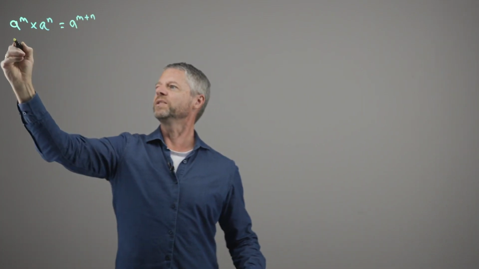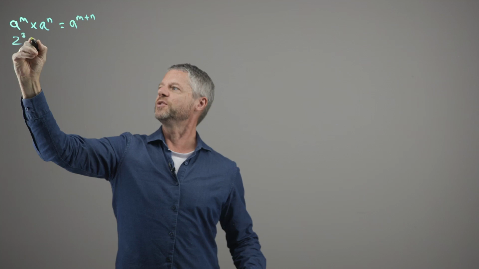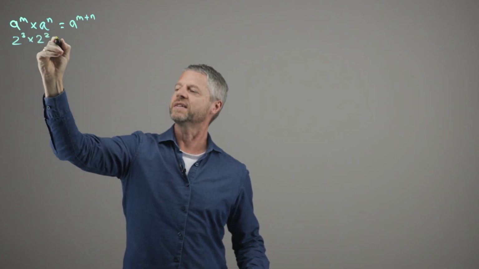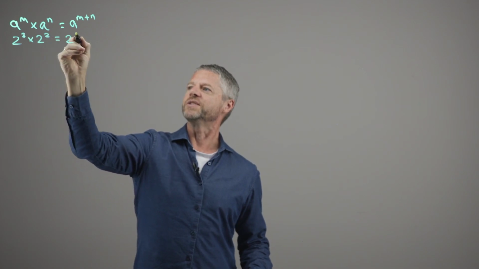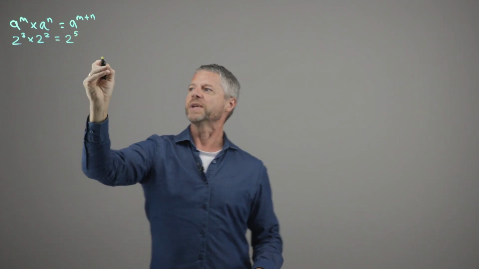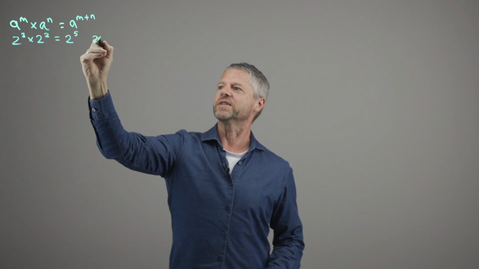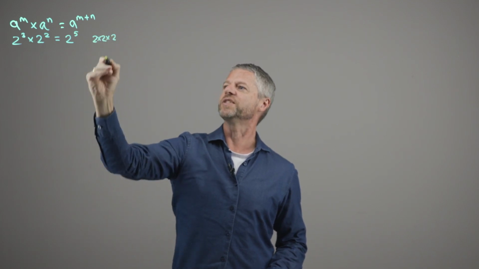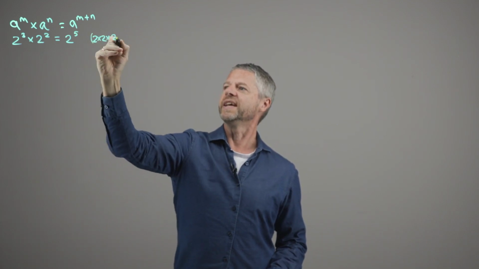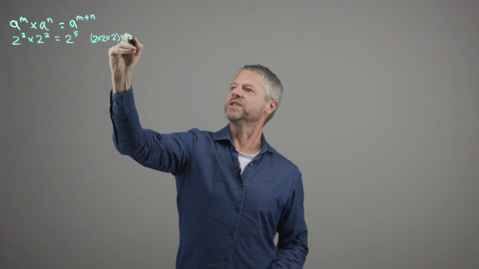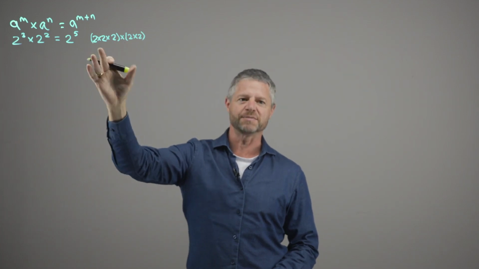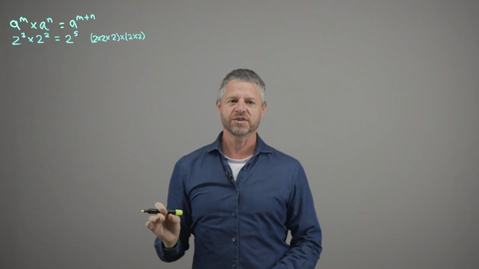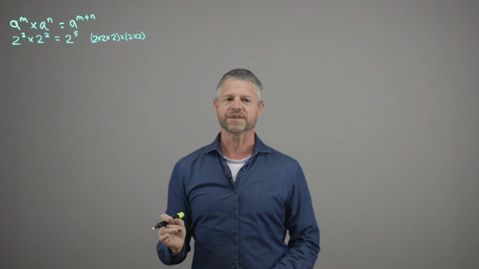So for example, 2 cubed times 2 squared is 2 to the 3 plus 2, 2 to the 5. And we can see that makes sense if we write this out, because we'll have 2 times 2 times 2 for the 2 cubed, and then 2 times 2 for the 2 squared. And we can see that we don't really need the brackets here. We've just got 2 multiplied by 2 5 times.